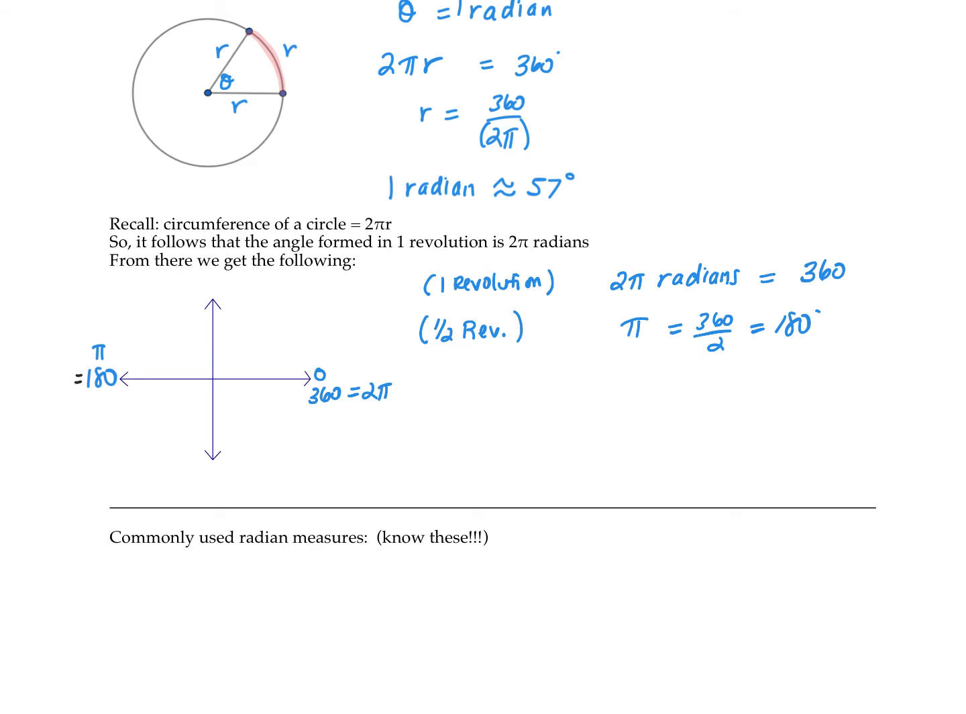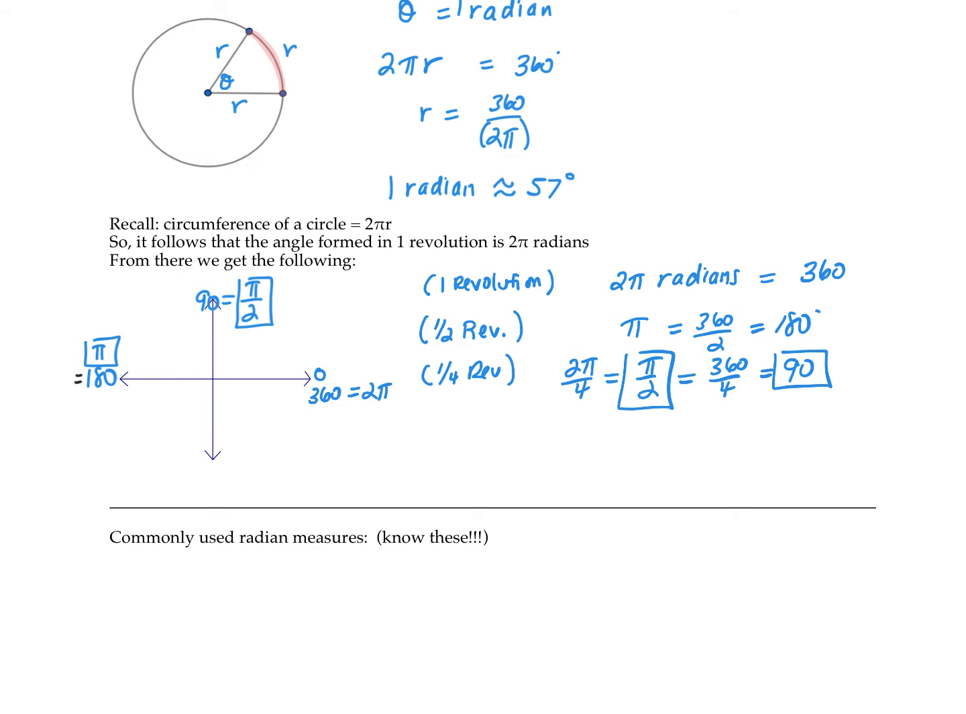Okay. If we went a quarter of the way around the circle, so 1/4 of a revolution, we would be taking 2 pi divided by 4, which will give us pi over 2. And we're going to be setting that equal to 360 divided by 4, which is 90. So a quarter of the way around the circle we know is 90 degrees, and that would be equivalent to pi over 2. Again, because it's halfway between 0 and pi radians.